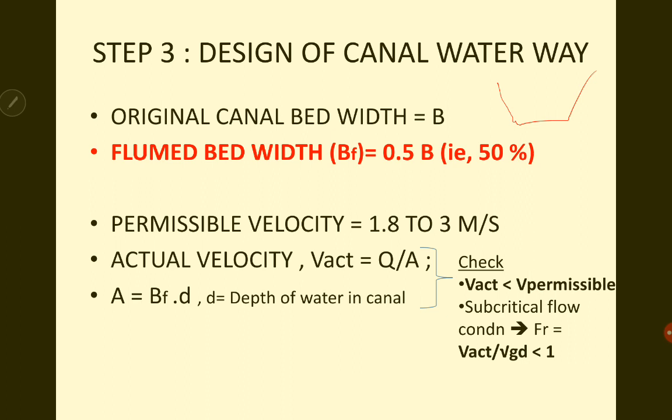You have to make sure that the permissible velocity through the canal waterway is between 0.8 to 3 meter per second, and that subcritical flow conditions exist there, because if supercritical flow conditions exist at the exit of the canal waterway, there will be chances of hydraulic jump formation. So in that case, you have to make sure that the subcritical flow conditions prevail there. So you have to do this check: Q actual is less than the Q permissible, and then Q actual by root gD is less than 1, that is subcritical flow condition.